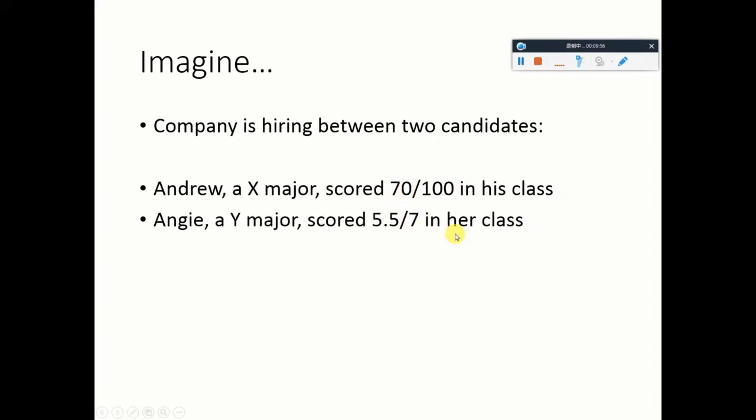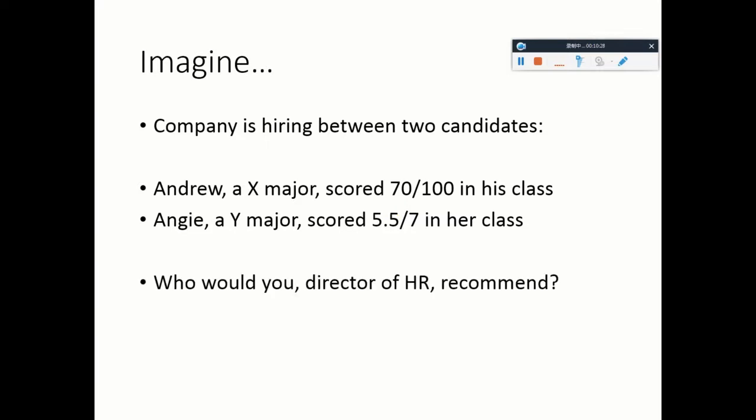And the second candidate, Angie, is from a different major than Andrew. And interestingly, in her class, the scoring system is very different from the scoring system in Andrew's class. In Andrew's class, everything is scored on a 100-point scale. In Angie's class, everything is scored on a 7-point scale, and this is Angie's average performance in all her undergraduate years. So the question is, as the director of the HR, who would you recommend the boss or the CEO of this company to hire?